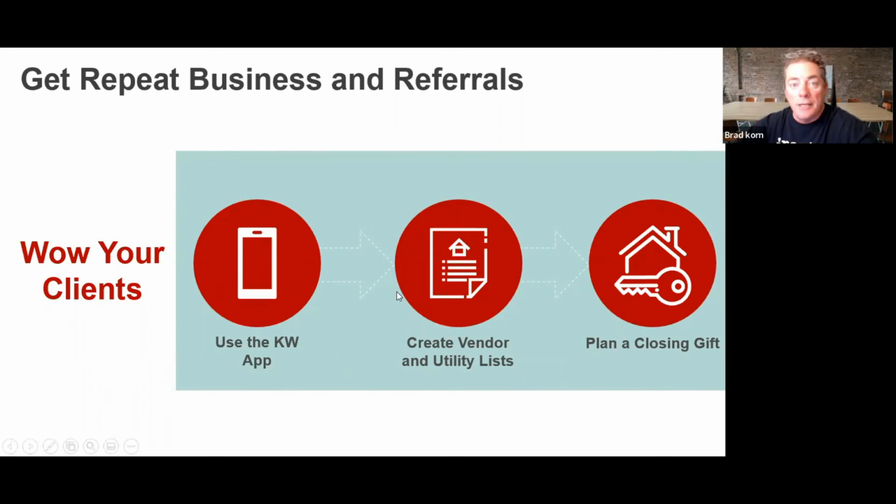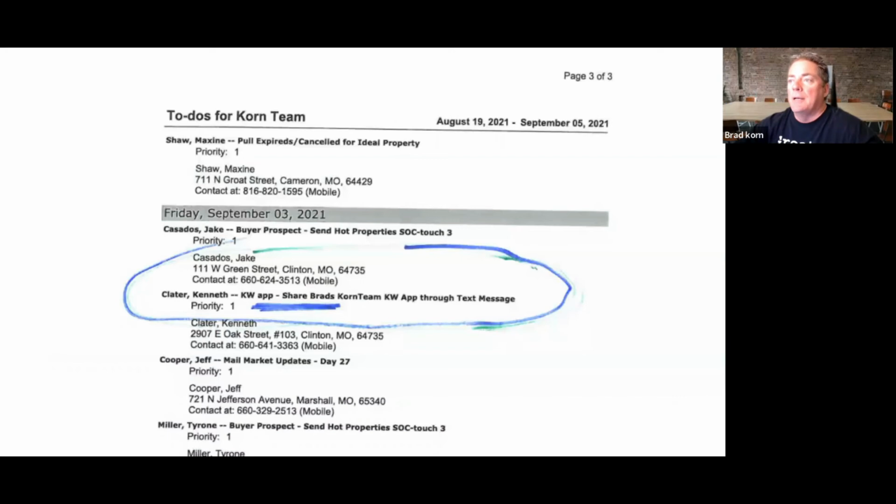Create vendor and utility lists. Crazy. Like in the follow-up, 10 years after they buy the house, from the time they close, next 10 years, we're sending things to them, especially in 3 years, 5 years, and 7 years. They're getting lists of people that we have affiliates that we built relationships with that we're sending referral business to on fixing your deck or fixing your windows or getting your roof checked out. And so we're just in front of them all the time. And then plan a closing gift. So having that trigger in there.